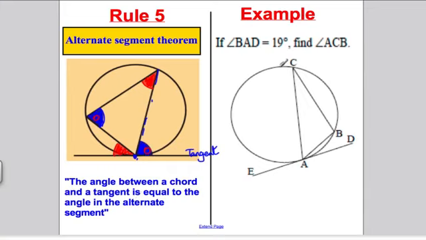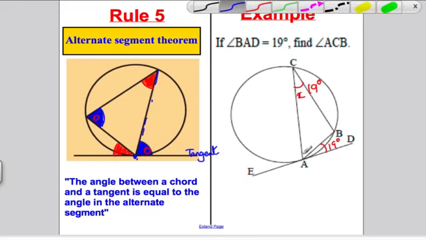So here's an example. If BAD is 19, B to A to D is 19, they want to know what ACB is, A to C to B, this one here. Well, we've got a tangent meeting a chord, and they meet at 90 degrees. Therefore, the angle in the alternate segment, that one, must also be 19 degrees. And it's as simple as that.